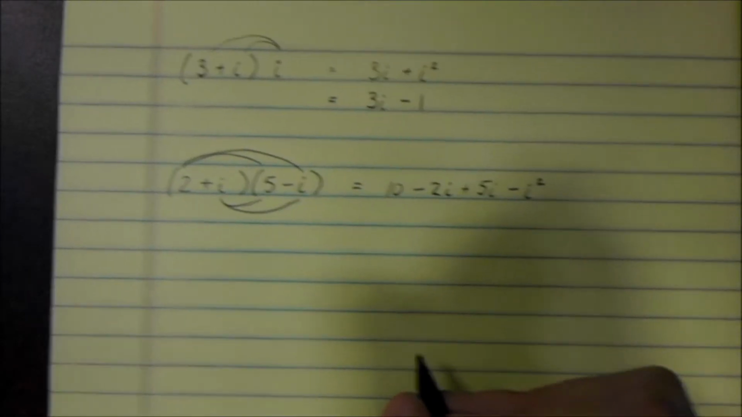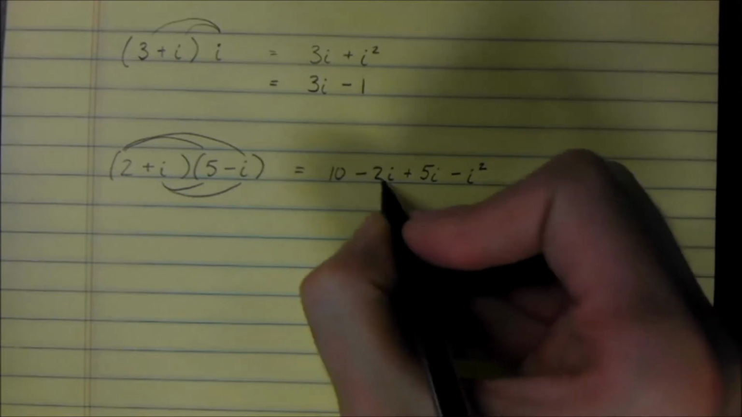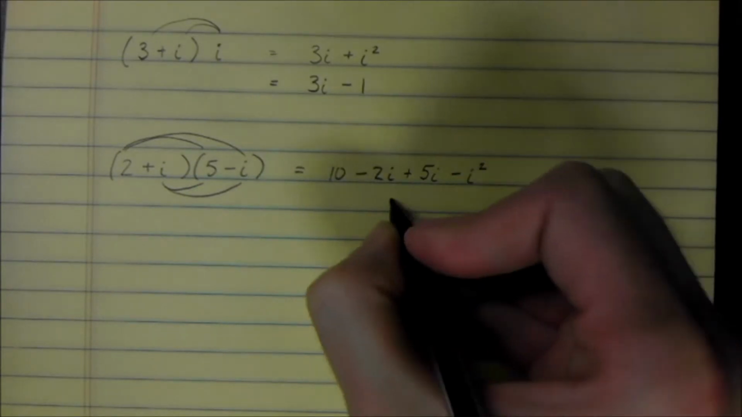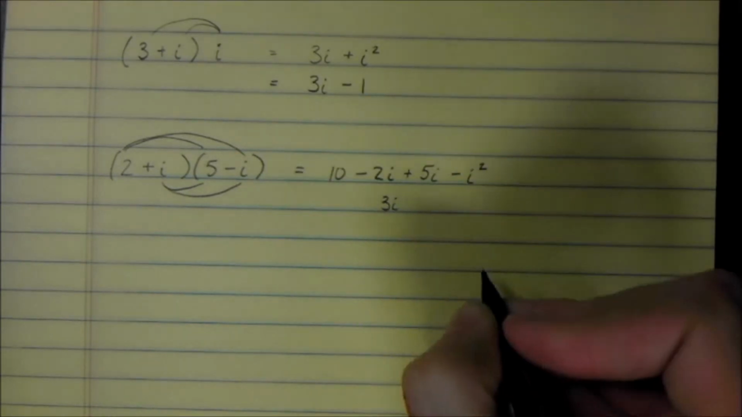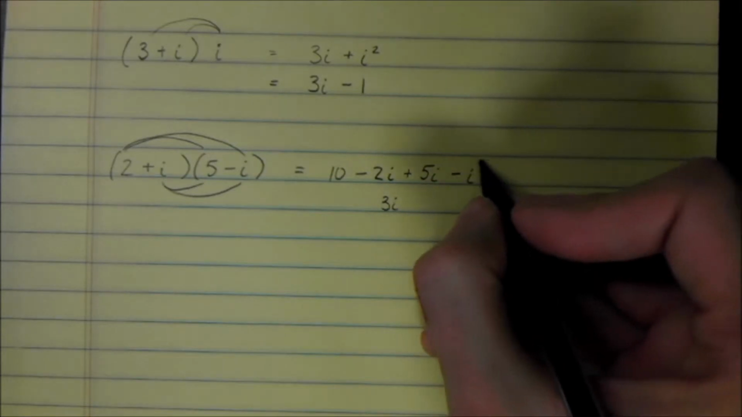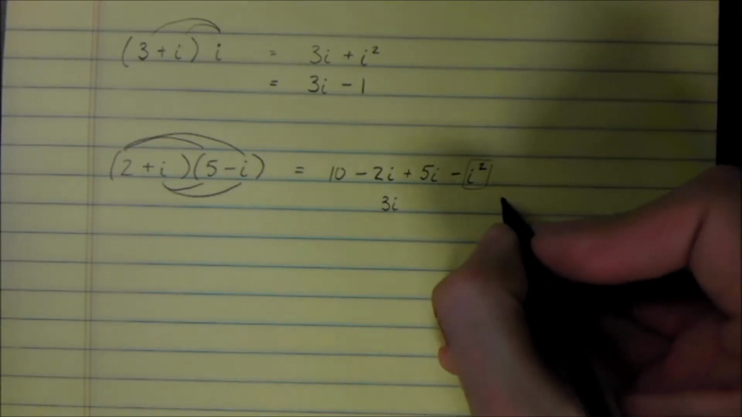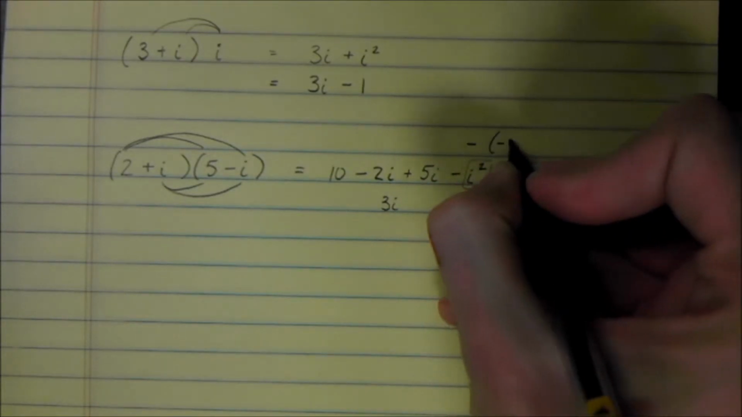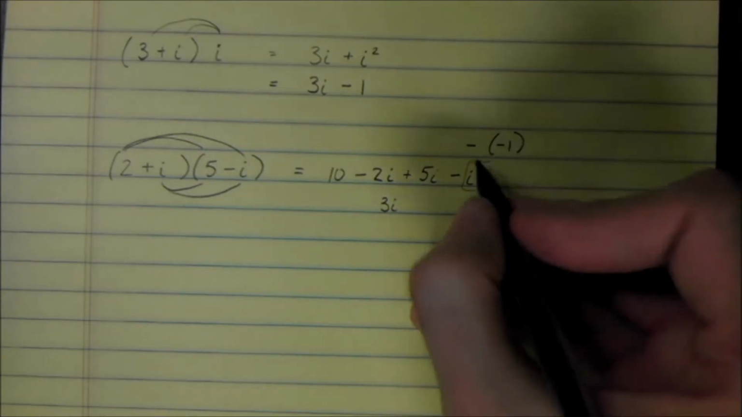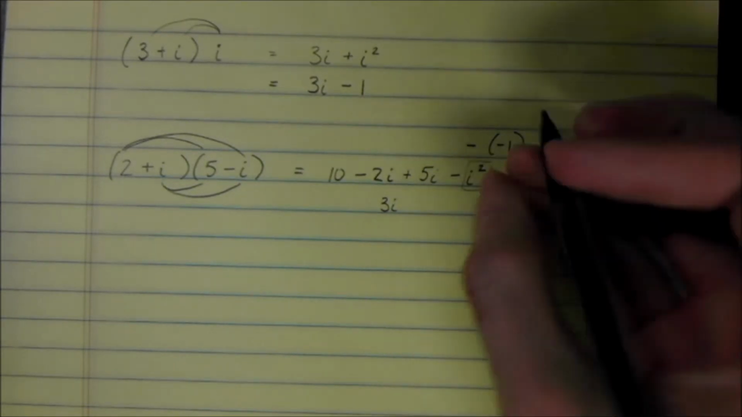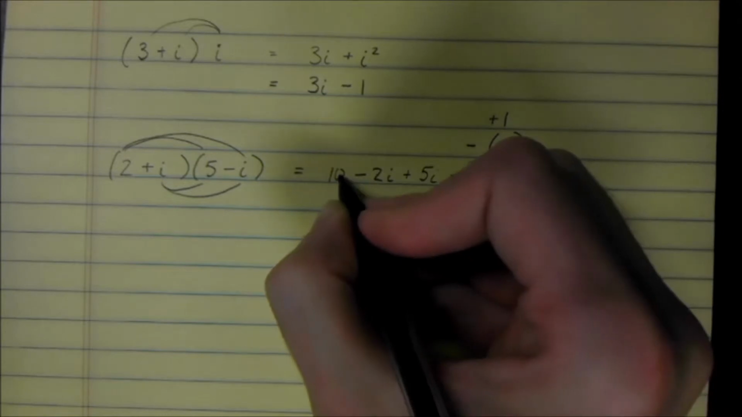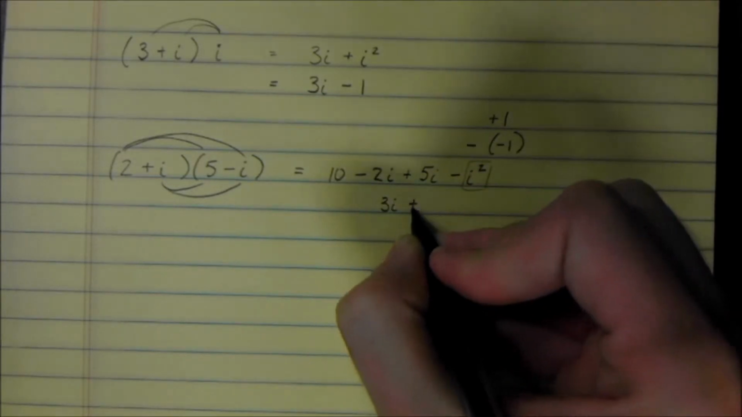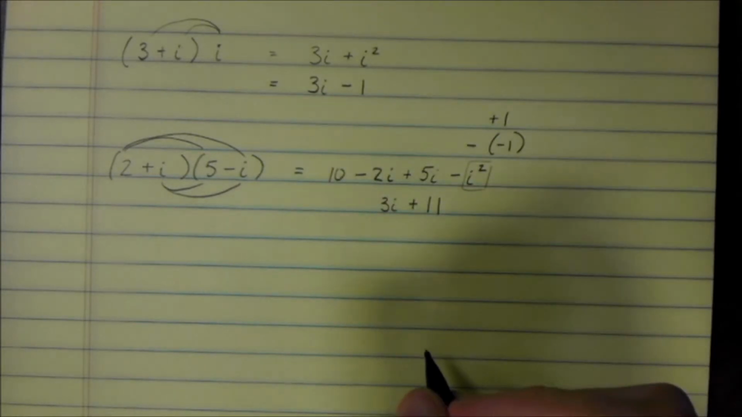So we can combine some stuff here. We know that -2i plus 5i would be 3i. And we've said before that i squared is the same thing as -1. So if I'm subtracting -1, that's kind of like adding 1. So 10 plus 1 would be 11.